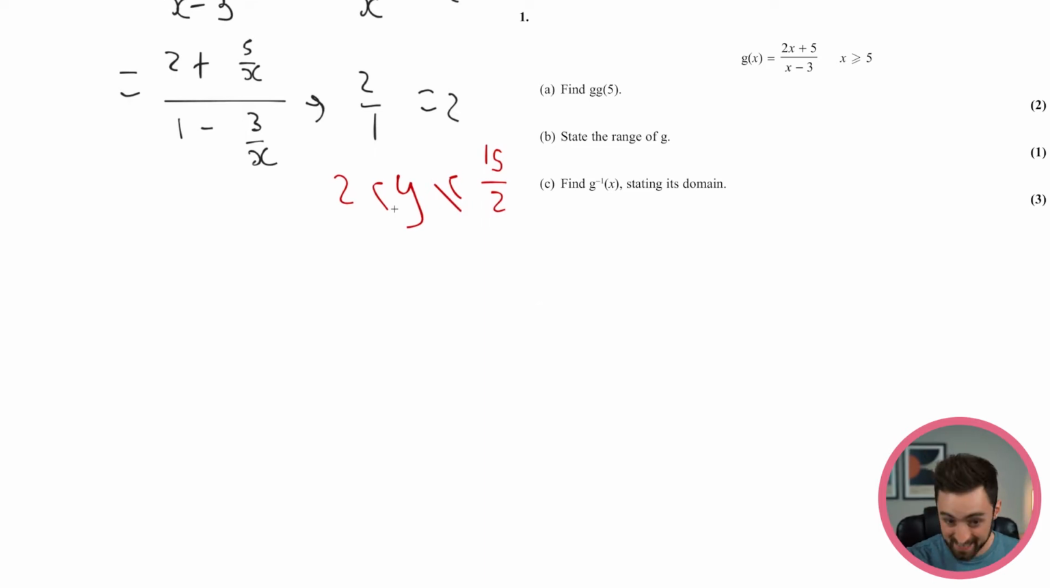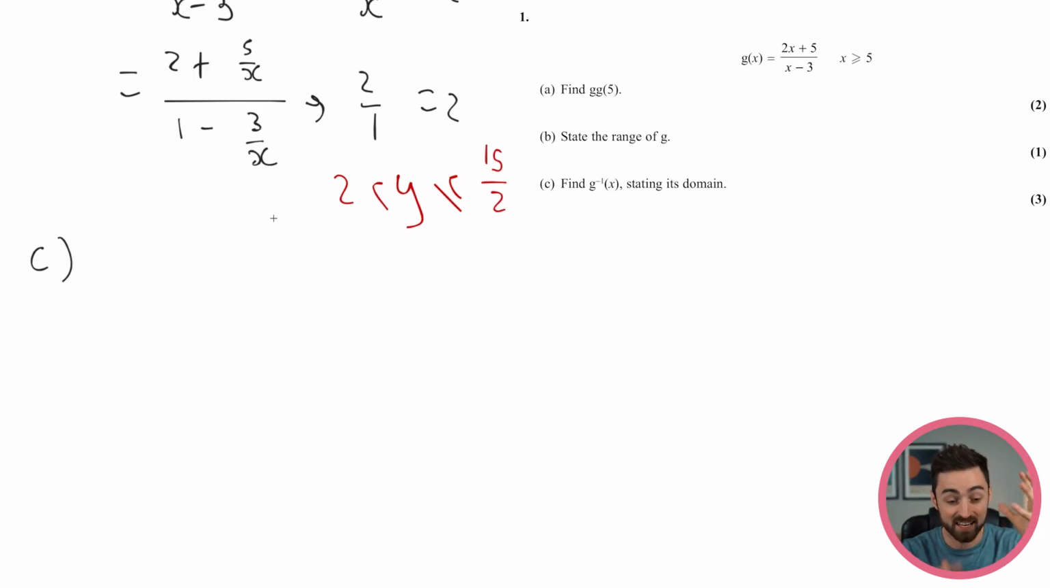So C says the following. Find g to the minus 1 of x, stating its domain. So what is g to the minus 1 of x? Well, it's the inverse function. So essentially, g of x is saying, right, look, take an x value, put it into this g of x, and then you get a y value. So the inverse is basically saying, well, I got this y value. What was the x value that you asked for, essentially?